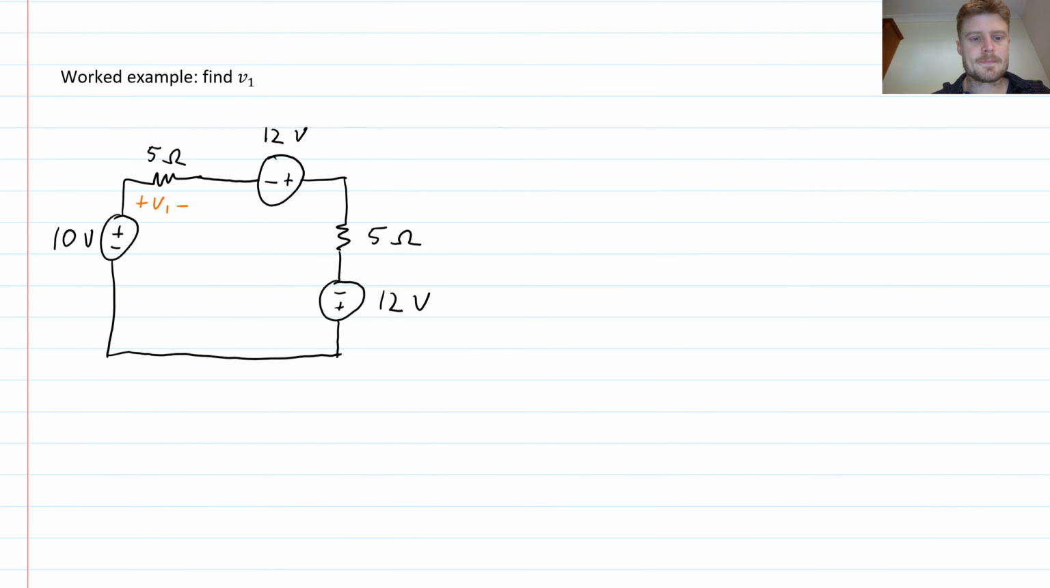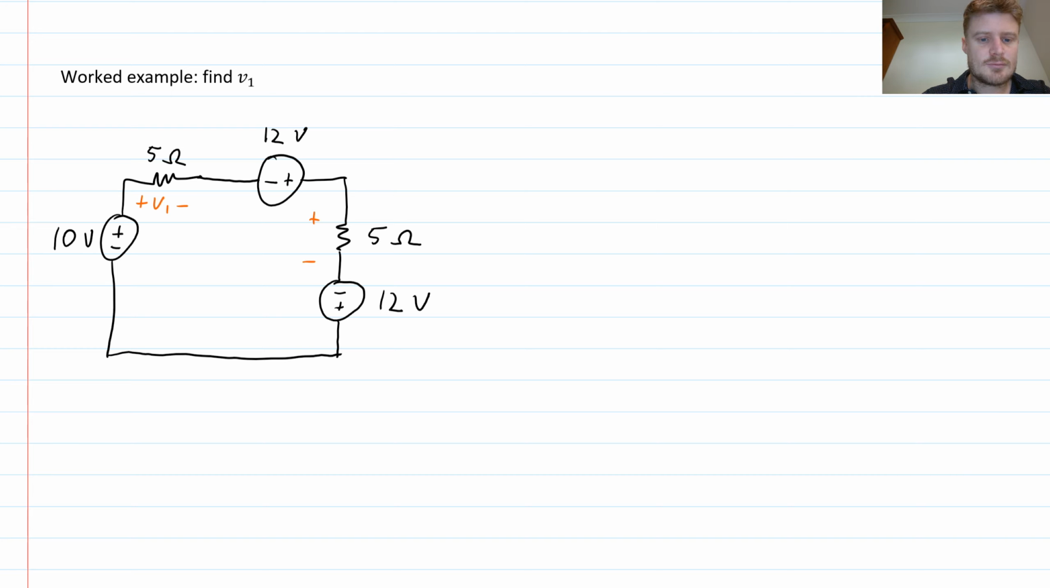Let's do an example. So in this case here, I have a circuit which has got 3 voltage sources and 2 resistors, and I'm asked to find an unknown voltage V1, which is labeled in orange on that circuit diagram. So the first thing that I'm going to need to do is define a variable, a voltage variable for the other resistor.